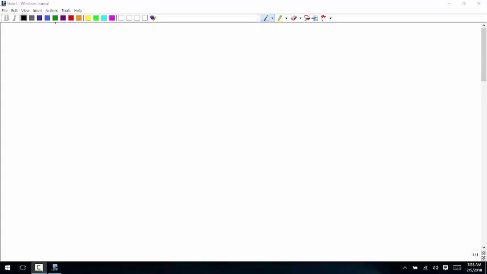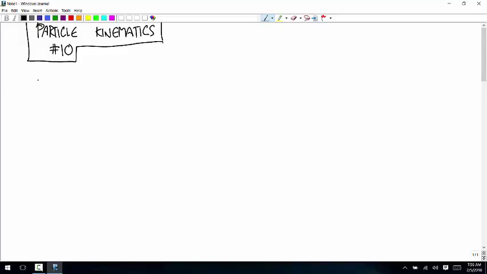Okay, so this is particle kinematics. We going? Number 10. An object moves according to the acceleration function. A of t is equal to 2 cosine of 4t.